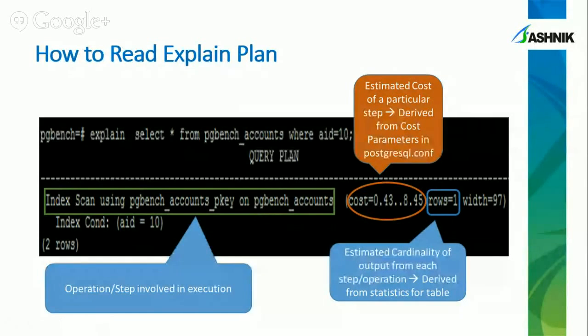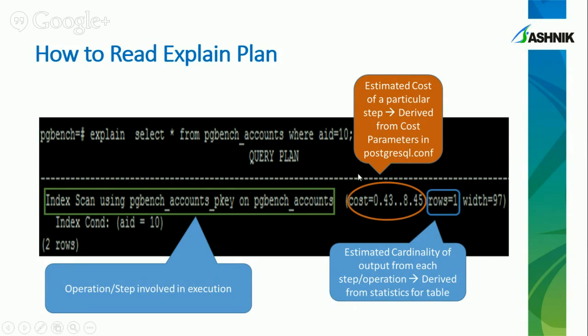Okay, roger that. So this is what I was talking about. I guess you guys might have been confused with what I was talking about so far. So this green box is what I was talking about with respect to the step involved or the operation involved. This is what the optimizer is executing in this particular step. So this is how you will read the explain plan of a very simple query.